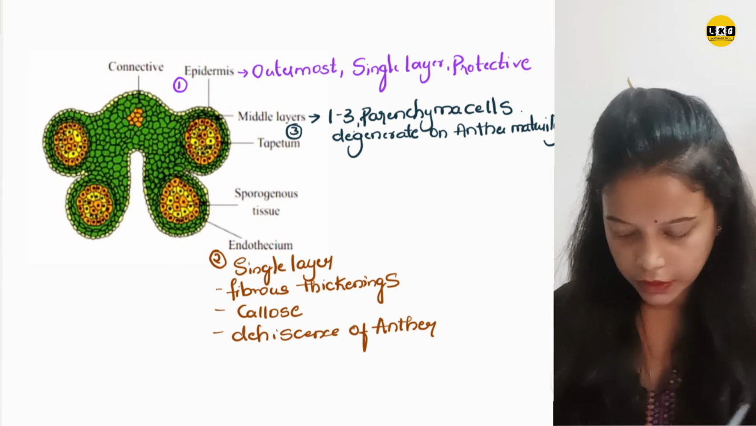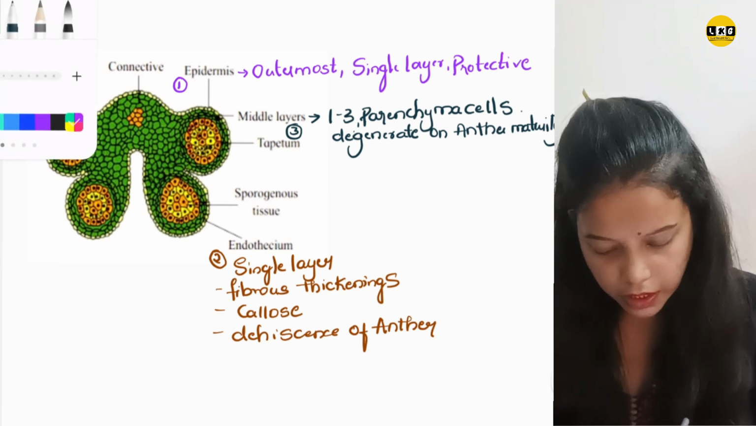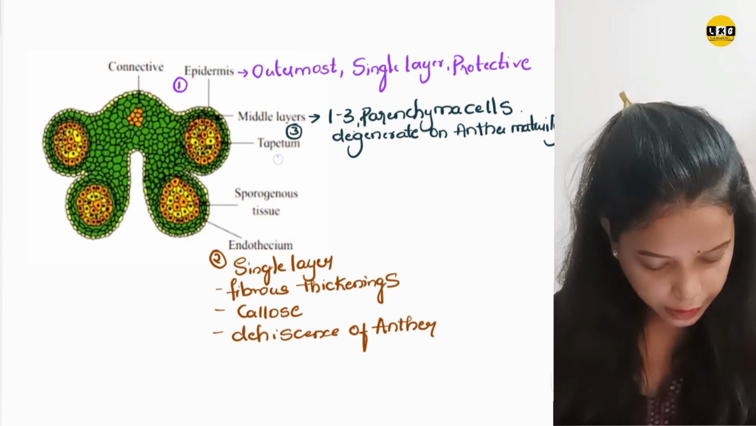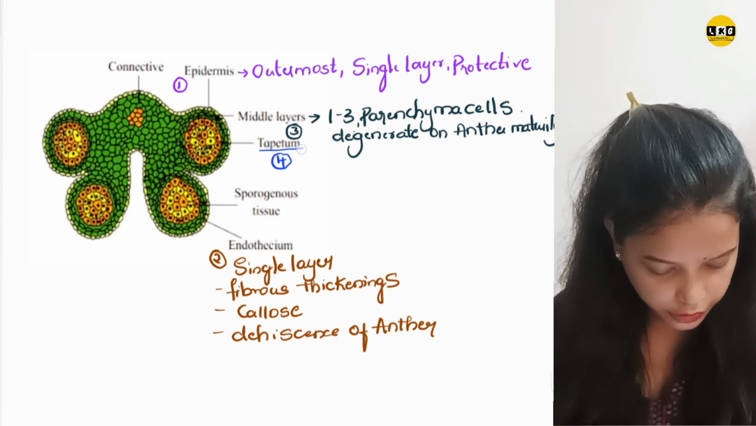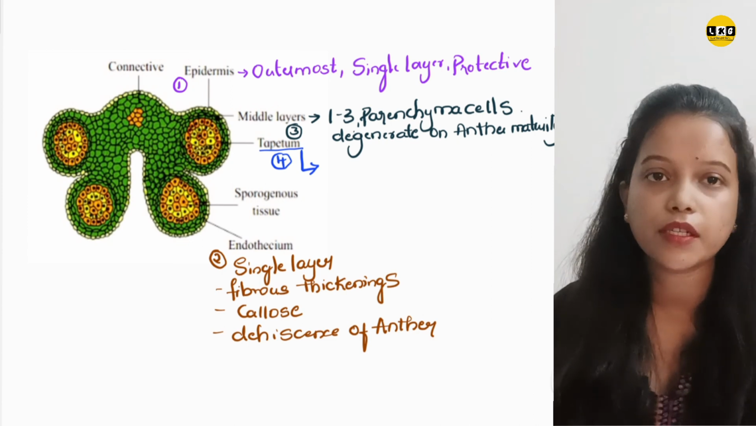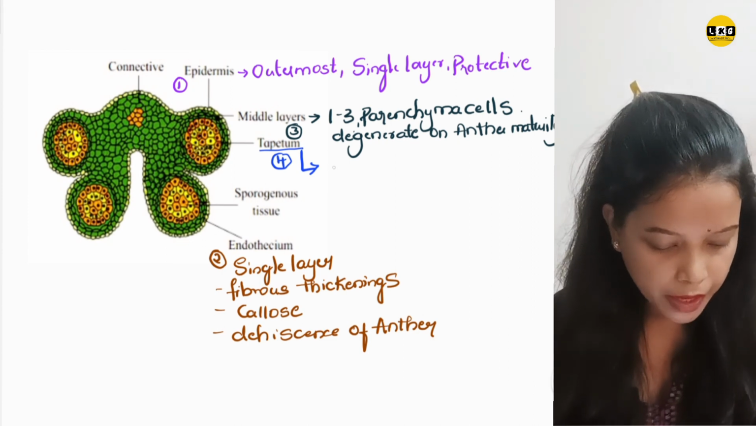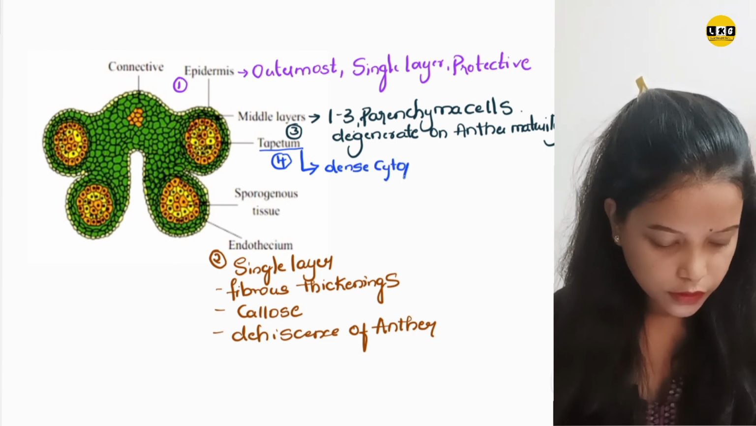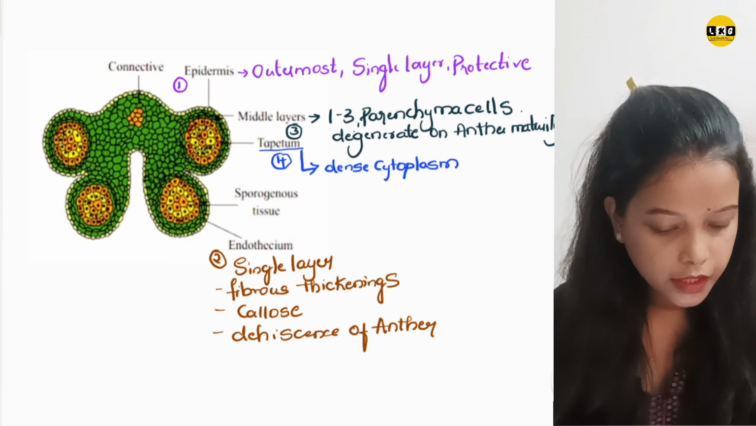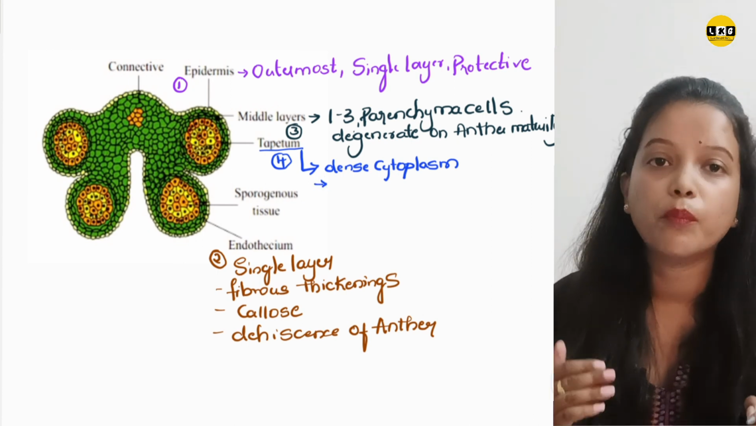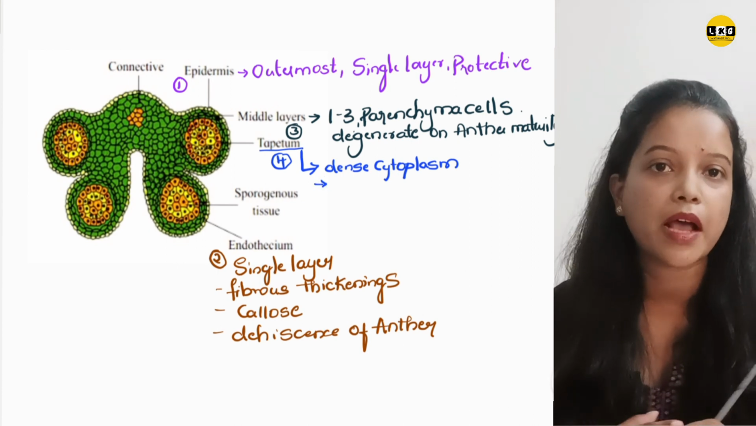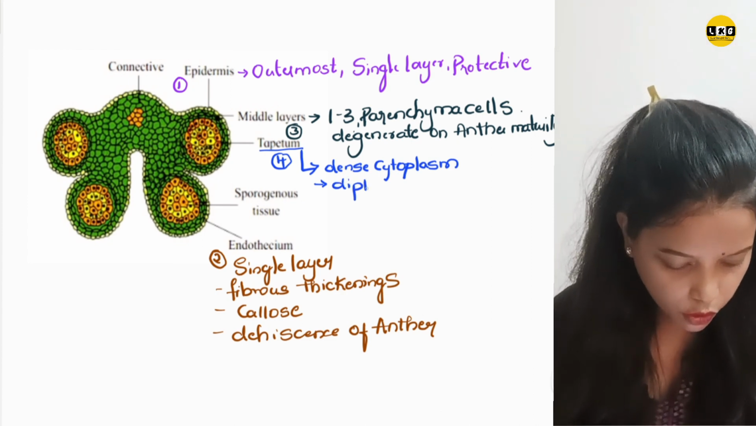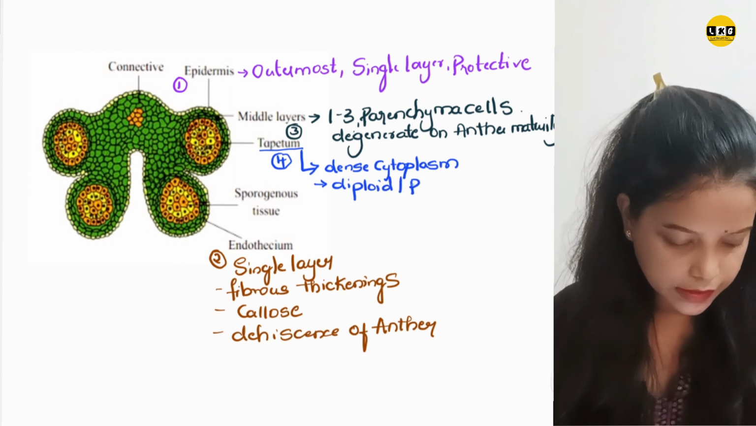The fourth layer is a special layer in structure as well as function. The fourth layer is tapetum. It is special in structure because tapetum has dense cytoplasm. Not only dense cytoplasm, it has 2 or more nuclei. The cells of the tapetum have 2 or more nuclei. Hence, it has diploid or polyploid cells.